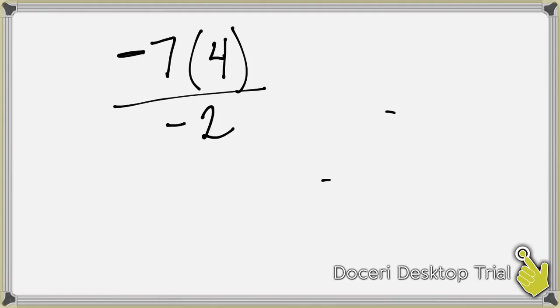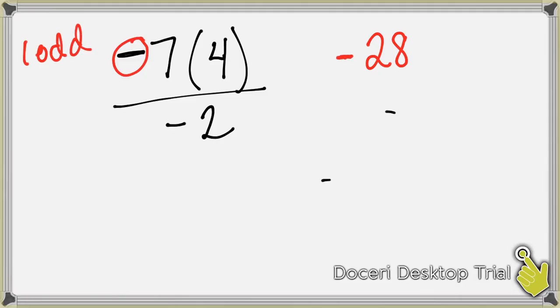So once again, the numerator has some multiplication in there that you need to take care of. So we're going to multiply 7 times 4, which is 28. And then when I count the negative signs in the numerator, there's 1 negative, and the number 1 is odd. So when you have an odd amount of negatives, your answer is negative. So the numerator is negative 28 divided by the denominator, which is negative 2. Now we have to take care of this new problem, which is 28 divided by 2, which is 14.